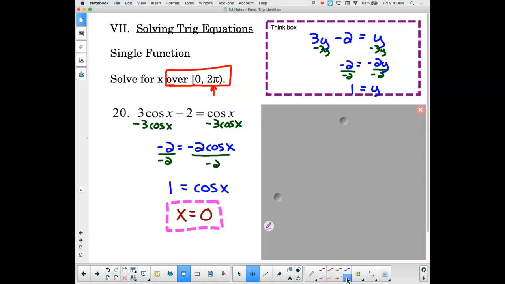Now, what if it had been cosine of x equals the square root of 3 over 2? Then it would have been what? Pi over 6 and 11 pi over 6 would have been both of them, because at both of them, cosine of x is square root 3 over 2. Okay?